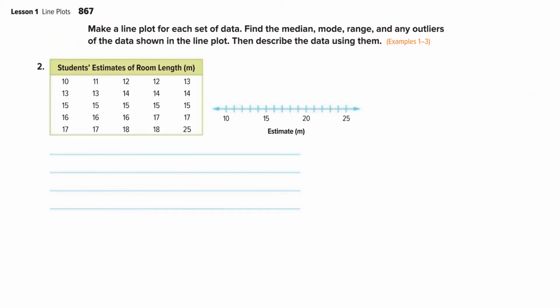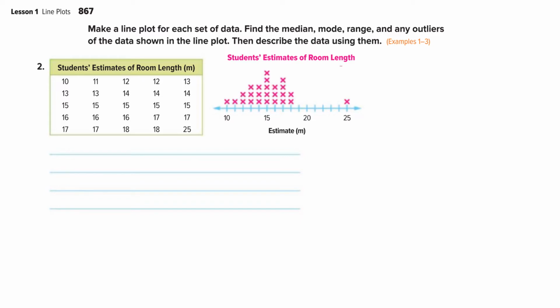Question number 2. Students' estimates of room length, and the unit they used is meters. Step 1, we're going to write a title. Next, we're going to plot each point on our line graph. If you did this correctly, it should look like this.